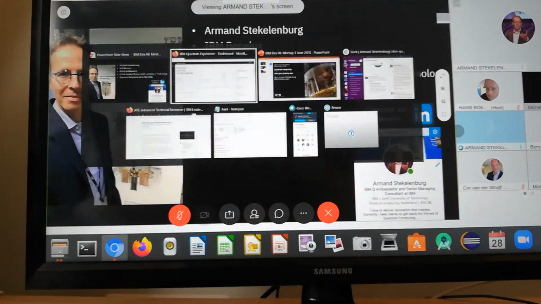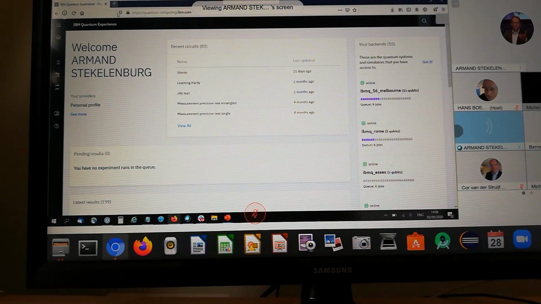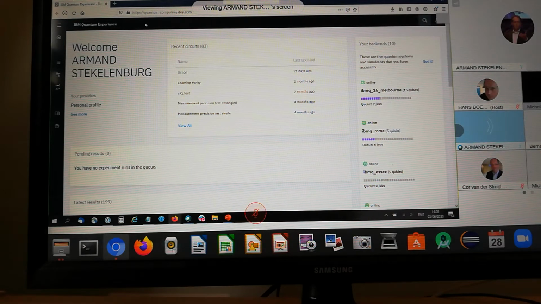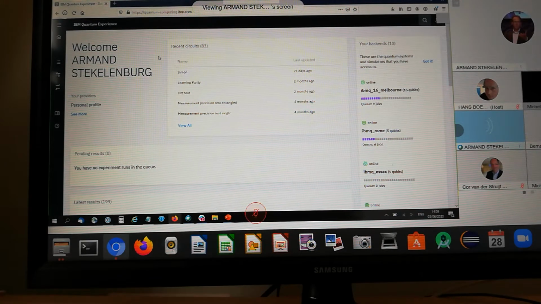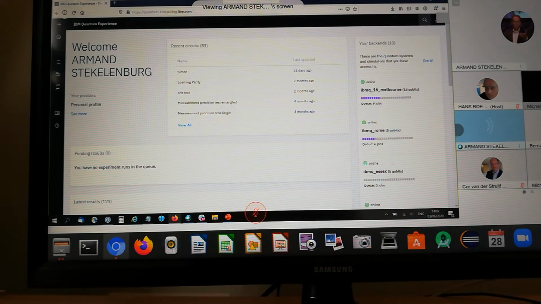If we move to the IBM Quantum Experience, you can also go to this page by just entering IBM Quantum Experience in your favorite search engine, and then it will come up with the appropriate link. If you look, you have created an ID with your name on it, so that is what it says over here. Let's see what kind of interesting information is on this screen.